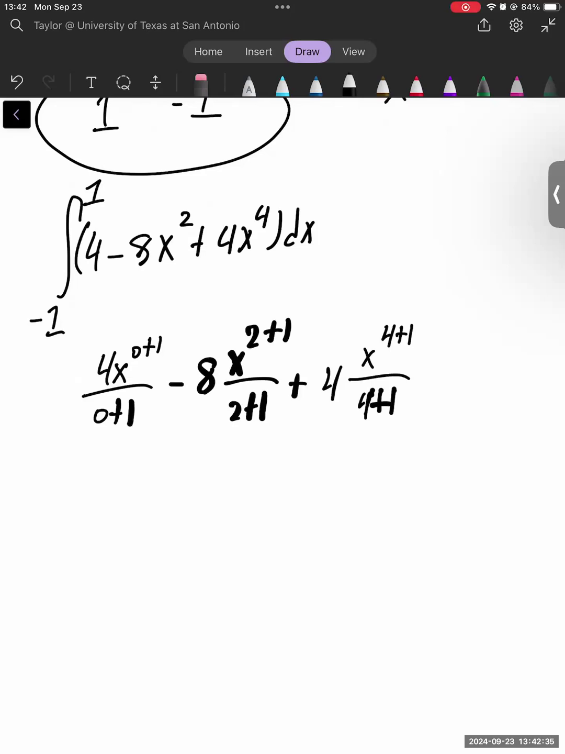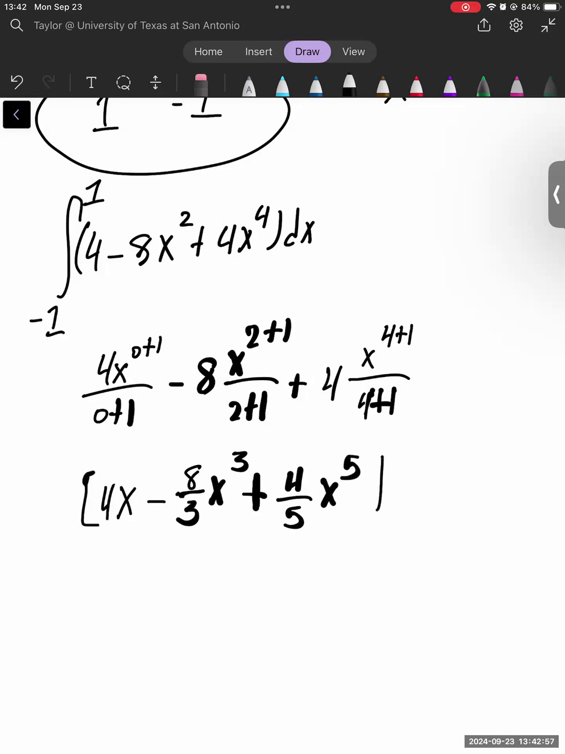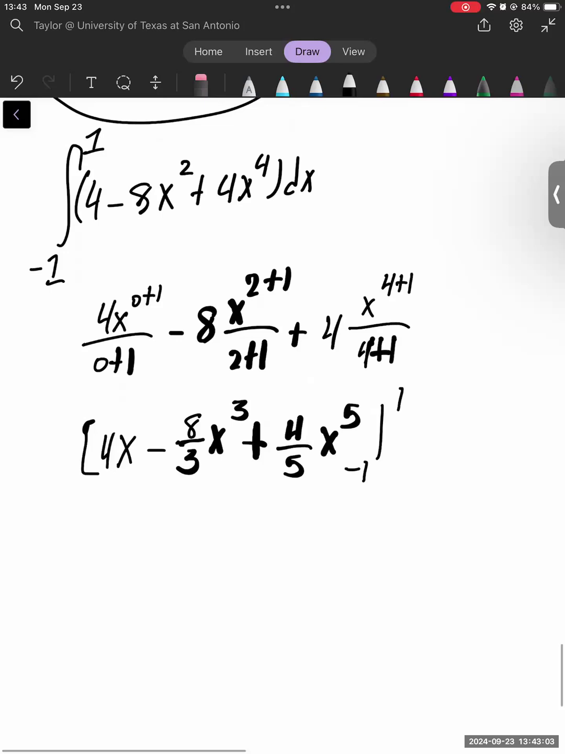And then rewriting this, we get 4x minus 8 over 3 x to the third plus 4 over 5 x to the fifth, all on the bounds negative 1 to 1. And then I'll let you guys finish up and let me know what you get.